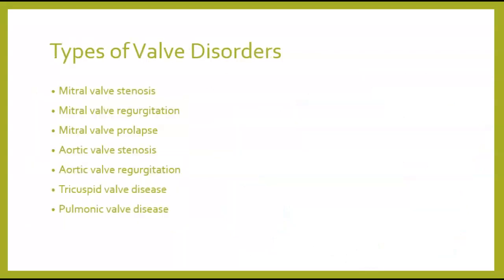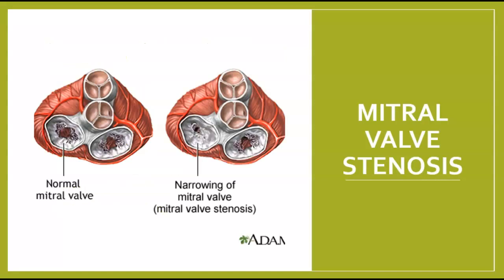The different types of valvular disorders that we're going to talk about are listed up here. And you can see that there's mitral valve stenosis, regurgitation, prolapse, aortic, tricuspid, pulmonic. We'll talk about a lot of the mitral and the aortic valves, because they're most affected because of that greater workload on the left side of the heart. So the first valvular disease we'll talk about is going to be our mitral valve stenosis.